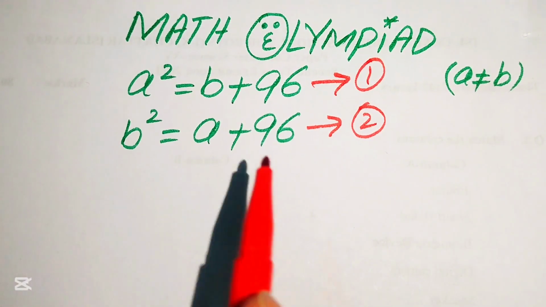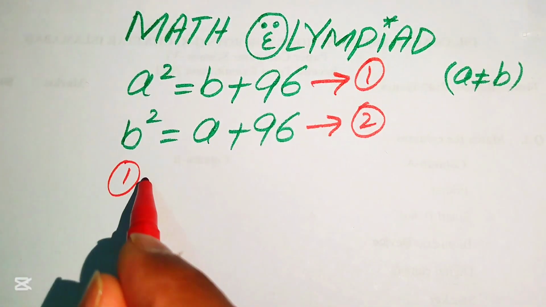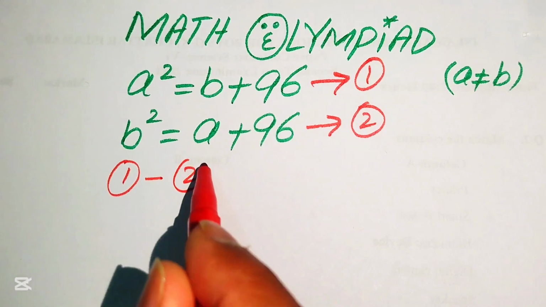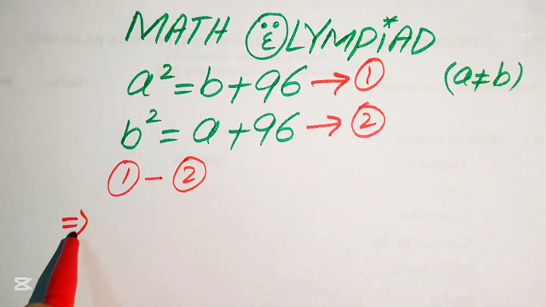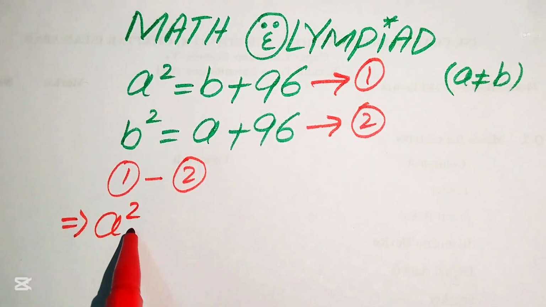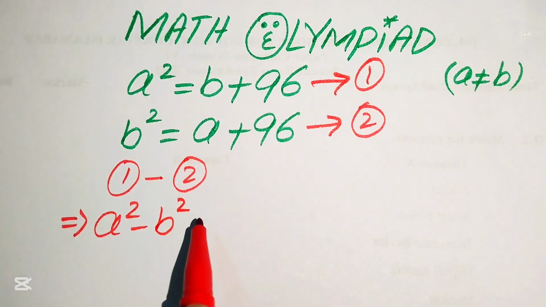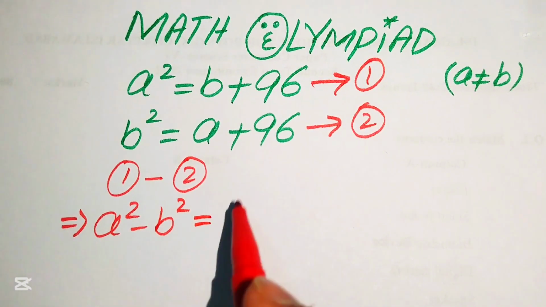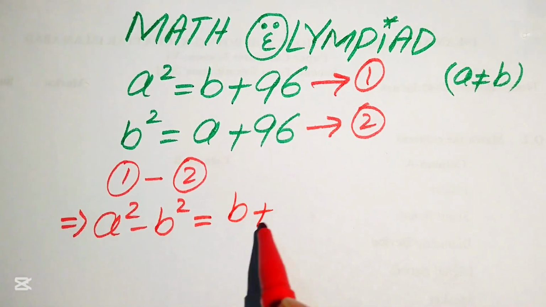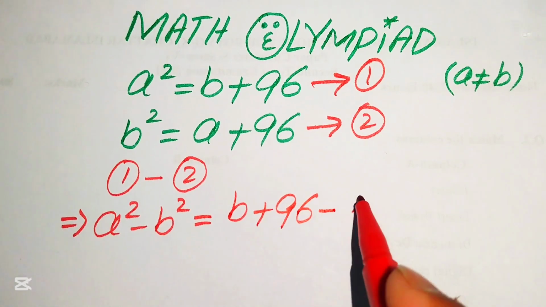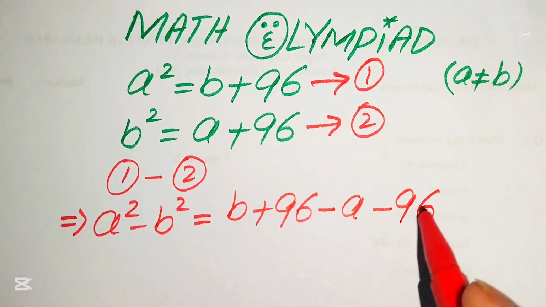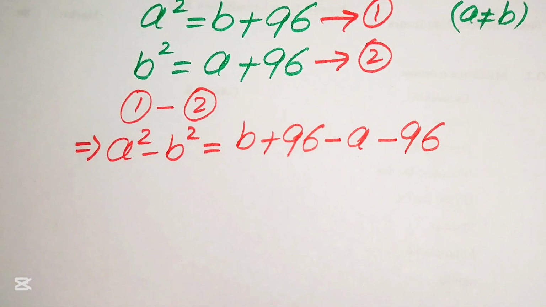And now in the next step, first we will subtract equation number 1 from equation number 2. So when we subtract these two equations, it will be written as a square minus b square equals to b plus 96 minus a minus 96. Here we just subtract these two equations.